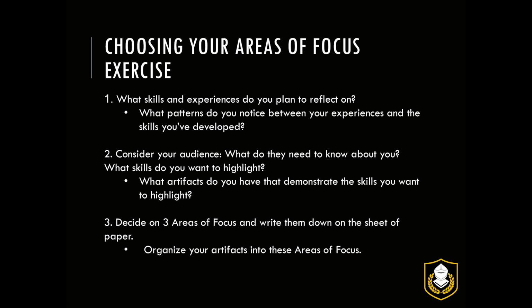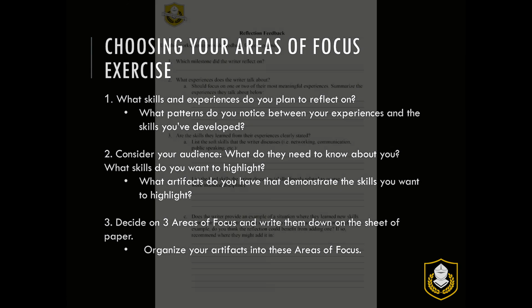And then for the third part of this exercise, you are going to outline 3 areas of focus. What we did for this part is we took a blank sheet of paper and split it into 3 columns. In each column, you should write your area of focus. So 3 columns total, 3 areas of focus. And then you can take sticky notes or just write directly onto the piece of paper which artifacts you're going to use to represent each area of focus.